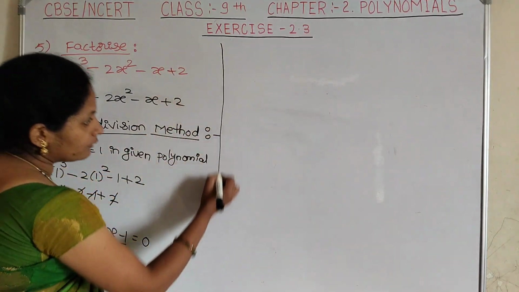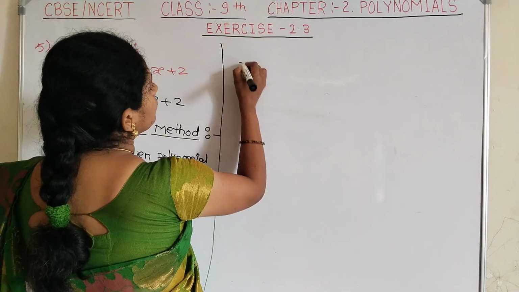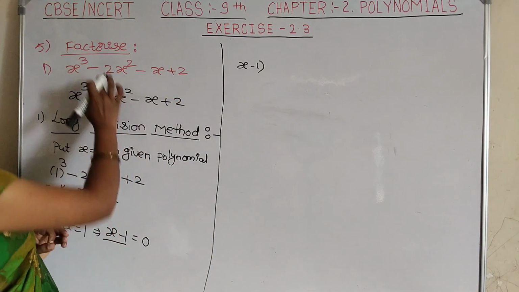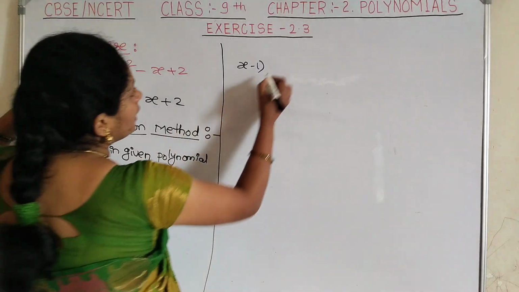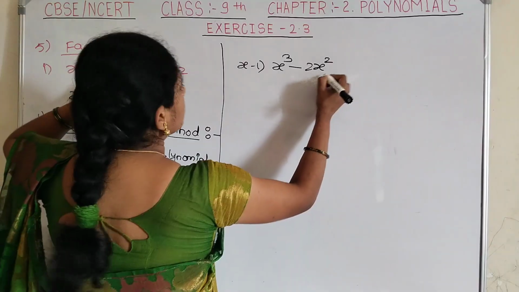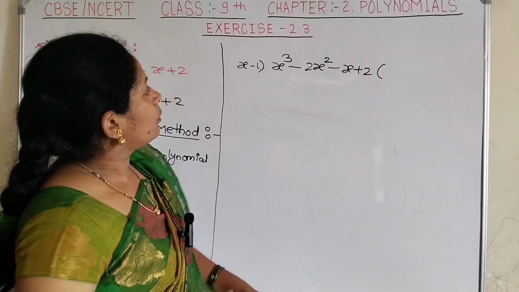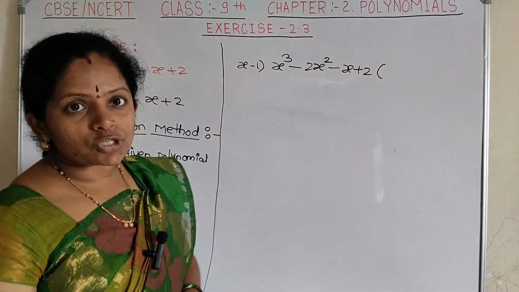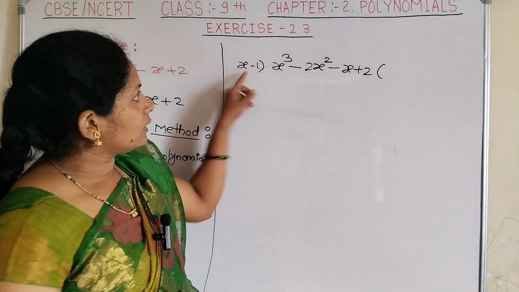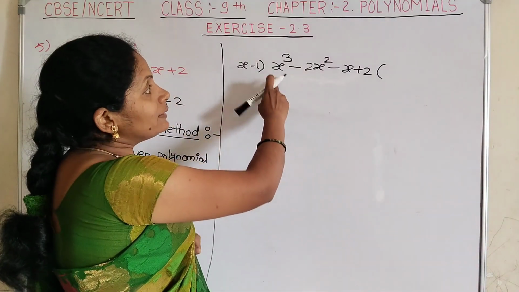Once we get one factor, we can do the long division. This x minus 1 will become the divisor for this polynomial. Then write down this polynomial, x cube minus 2x square minus x plus 2. This long division you already studied in 8th standard. Here the divisor is x minus 1. We want to get the x cube.